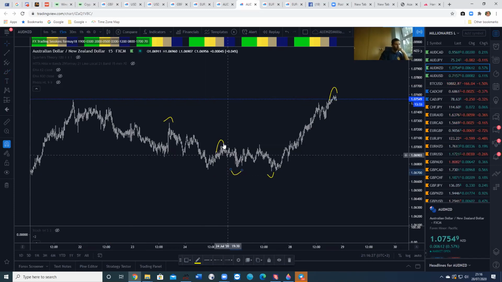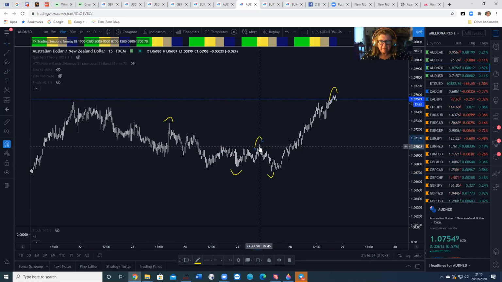So that means, because that's X, that's going to be the next one, A. So that means the B point's going to be that one, that little next high there. So that is 27th of July at 10.